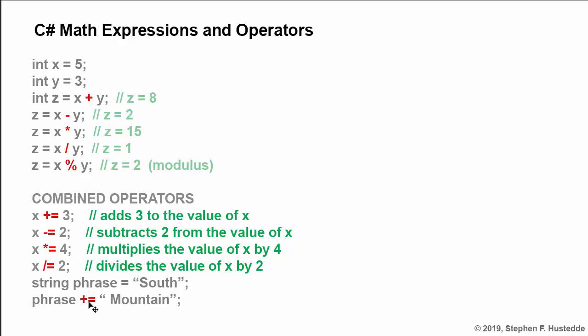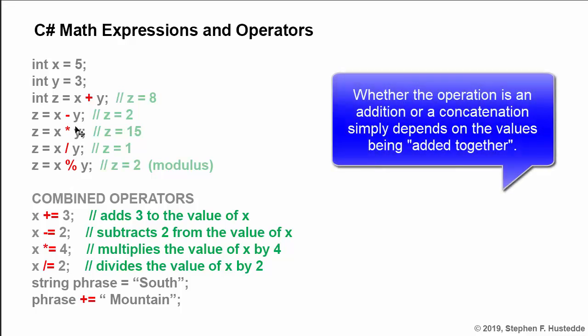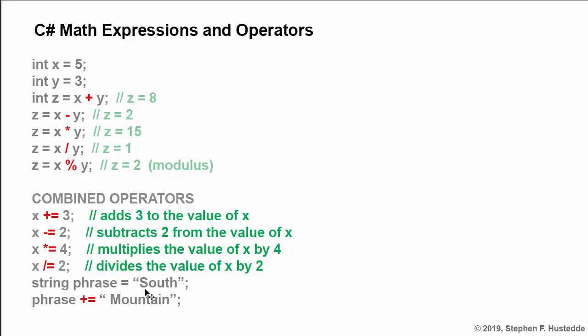The plus sign is also a concatenation symbol, just as it is the addition symbol. So if I have a string variable called phrase equals south, and I can then say phrase plus equals mountain, it will concatenate the word mountain to the word south. There's a space here in front of the M, and so now the phrase equals south mountain.